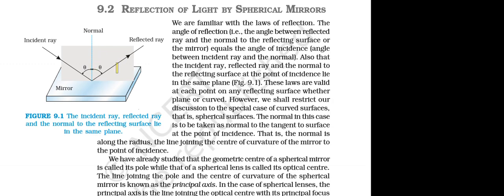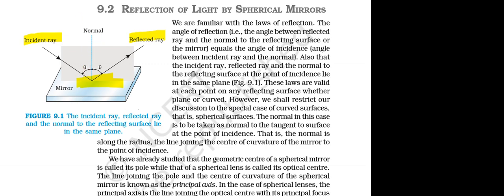The vocabularies you should know: the ray that is incident on this plane surface is called the incident ray. The light that bounces back from the reflecting surface is called the reflected ray. The normal is an imaginary line. Here this is a flat surface, right? When I draw a perpendicular to this flat surface, making 90 degrees with the surface, that is known as the normal.